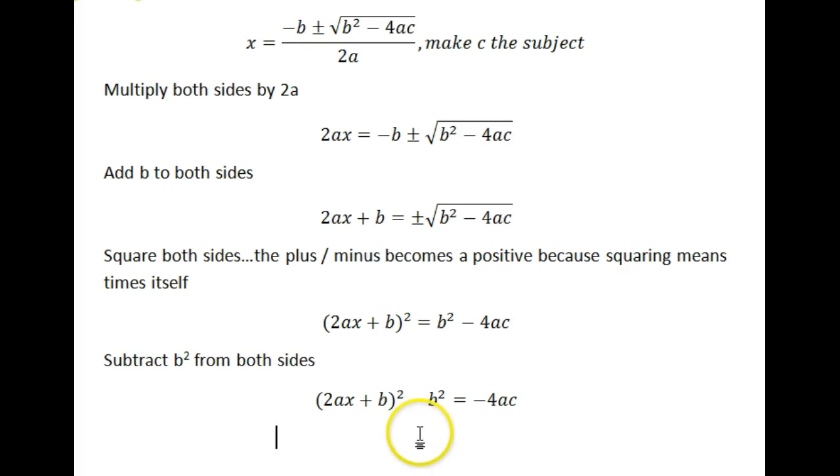Now the best thing to do here is deal with this minus sign right away, because we are after positive c by itself. So if we multiply everything by negative 1, every term by negative 1, this will become a positive 4ac, this will become a positive b squared, and this term will become negative. So in effect they'll flip around.